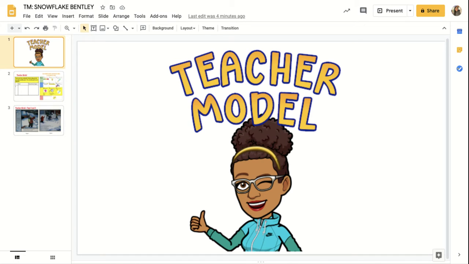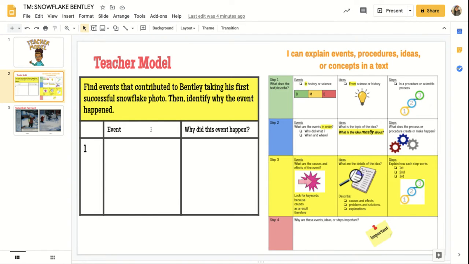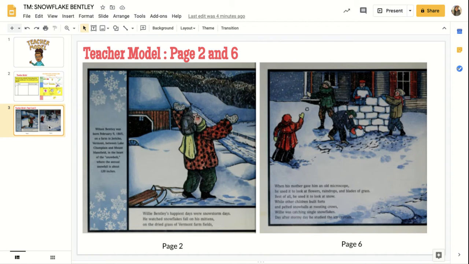Before we get started, I'm going to show you a couple of things that I'll be using to model. On slide 2, I have my handout, which is something similar to what you're going to use in your student practice. Here I have my anchor chart with steps 1, 2, 3, and 4 that I'm going to walk through. And on slide 3, I have pages 2 and 6, which is what I'm going to use to find events, ideas, or steps. So let's get started by reading pages 2 and 4.